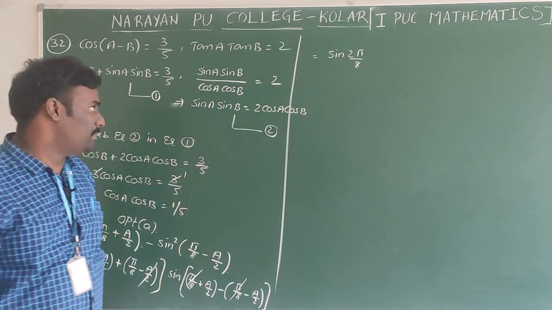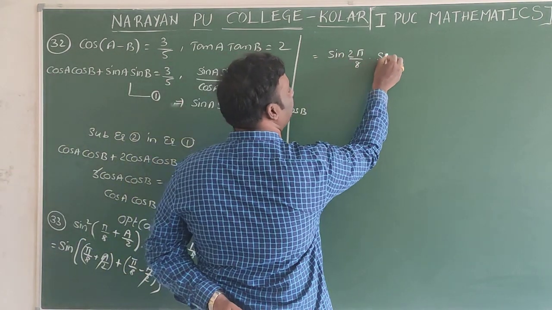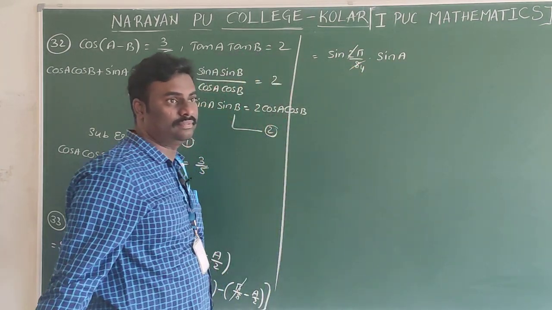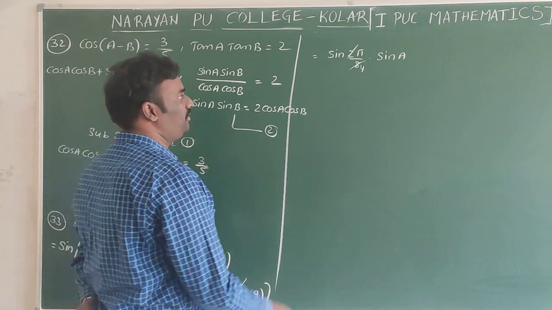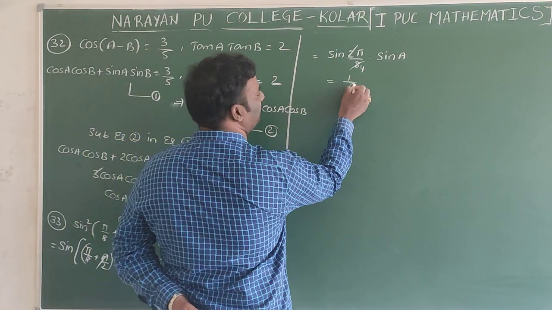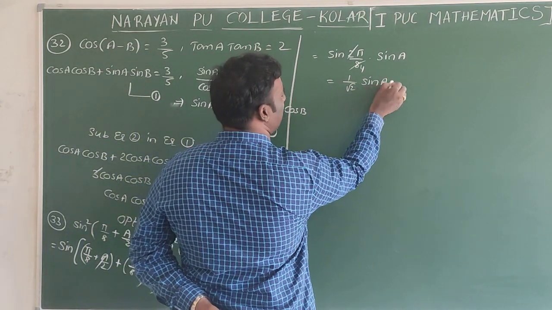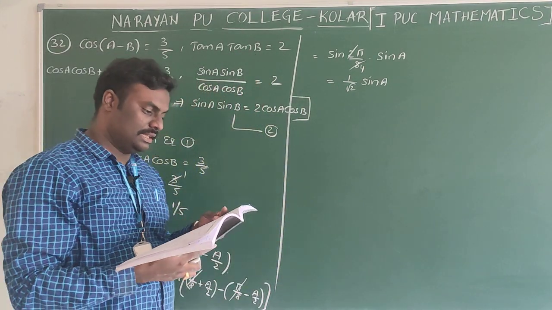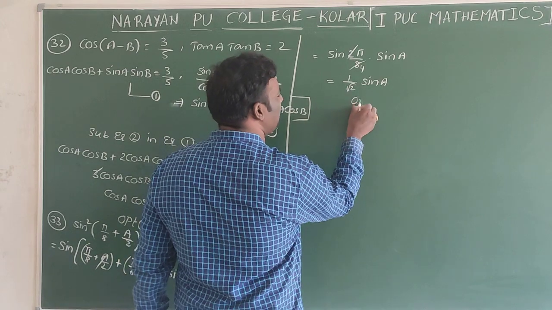A by 2 plus A by 2 is nothing but A. 2 and 2, 4 and 4 just cancel. Sin pi by 4, sin 45, is 1 by root 2. So the answer is 1 by root 2 sin A. For question number 33, that is nothing but option B is the correct answer.